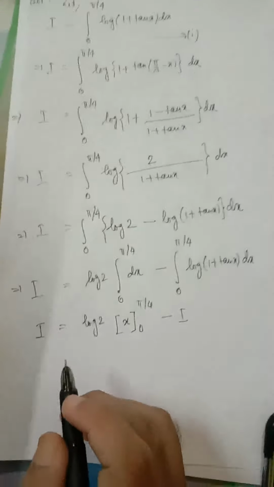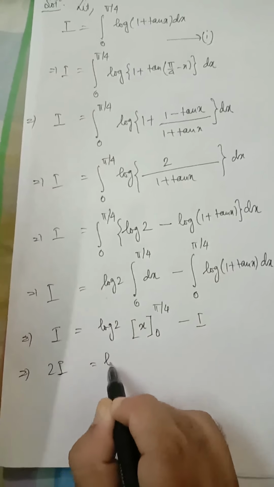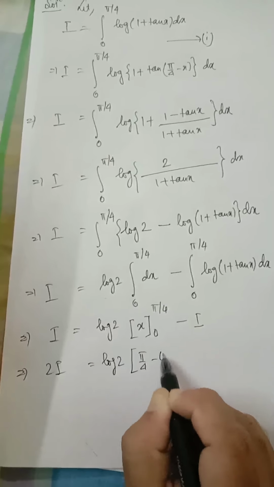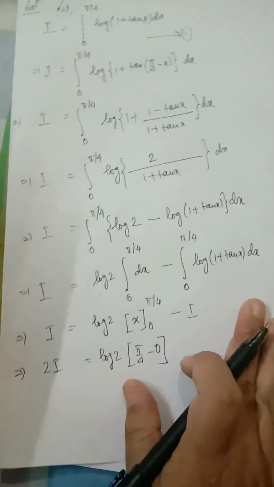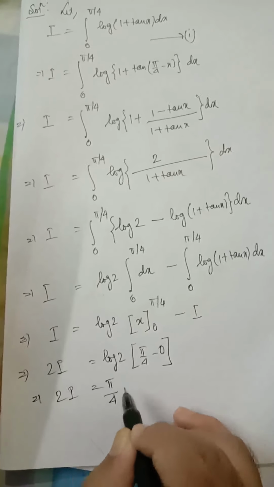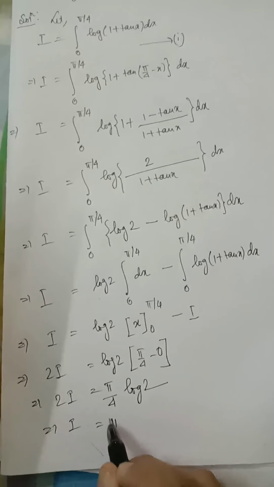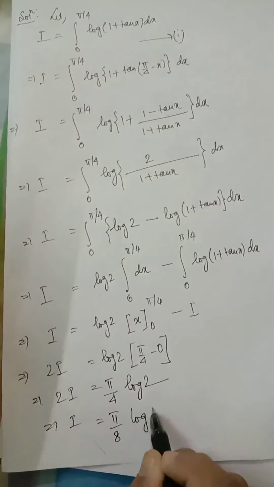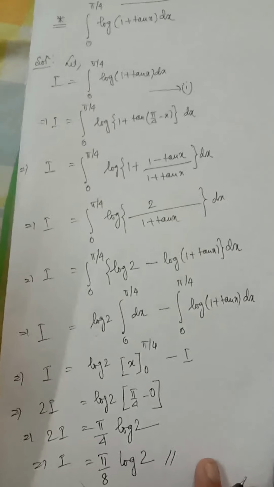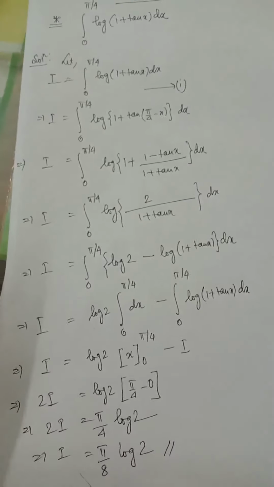Bringing this I to the left hand side, we get 2I equal to log 2 into, we put x equal to pi by 4, so pi by 4 minus 0. 2I equal to log 2 into pi by 4. So 2I equal to pi by 4 into log 2, and I equal to pi by 8 into log of 2. Okay, so this is the solution, and this is a very important question, pi by 8 log 2.